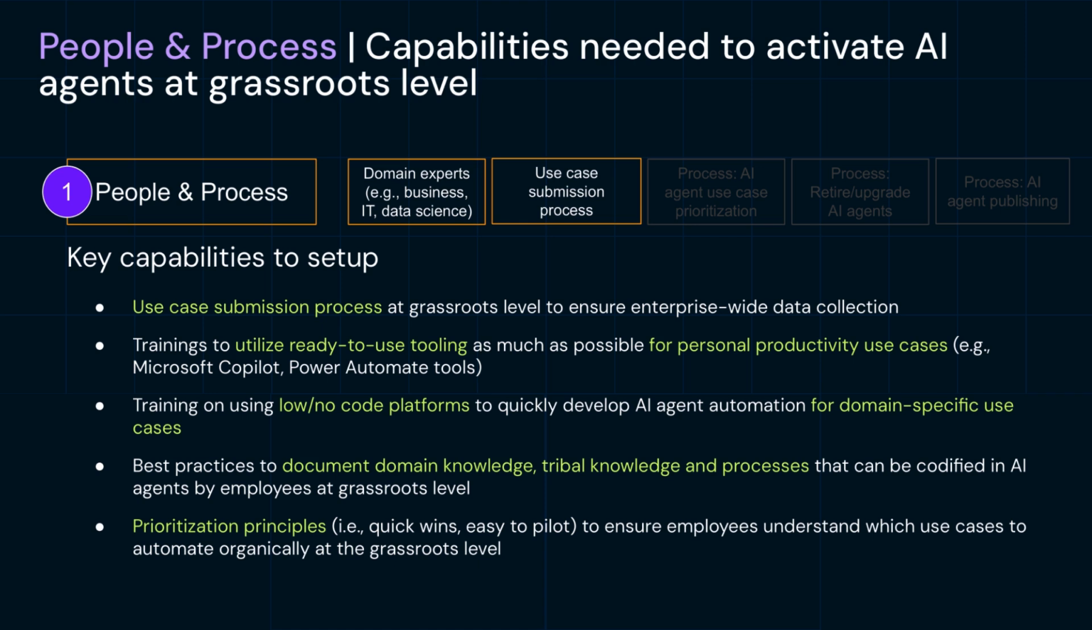Having clearly outlined prioritization principle, like what is quick win, what is an easy to pilot, why are you making a quick win versus why are you codifying a easy to pilot use case. This is important to ensure that employees understand and have a single meaning of which use cases to automate organically.